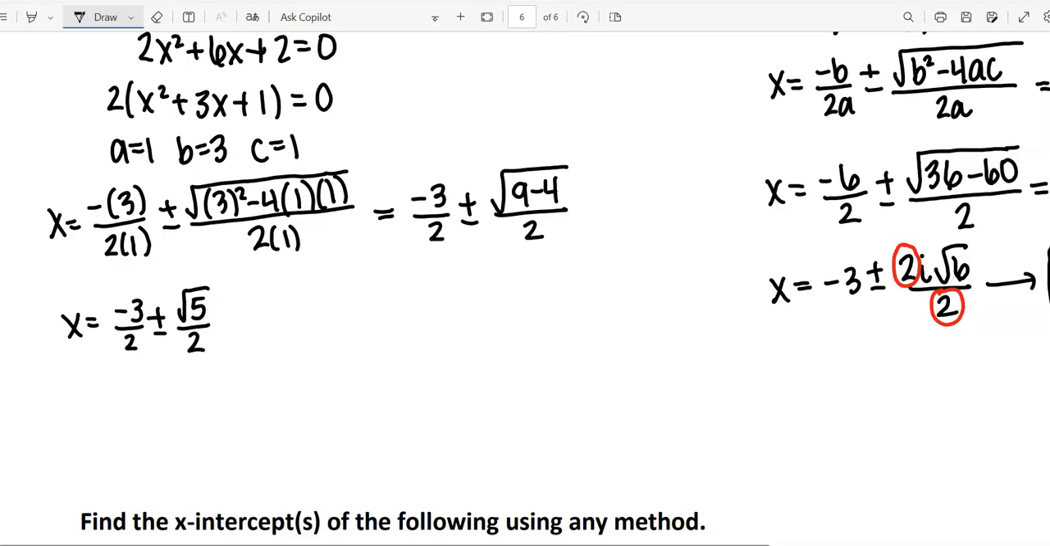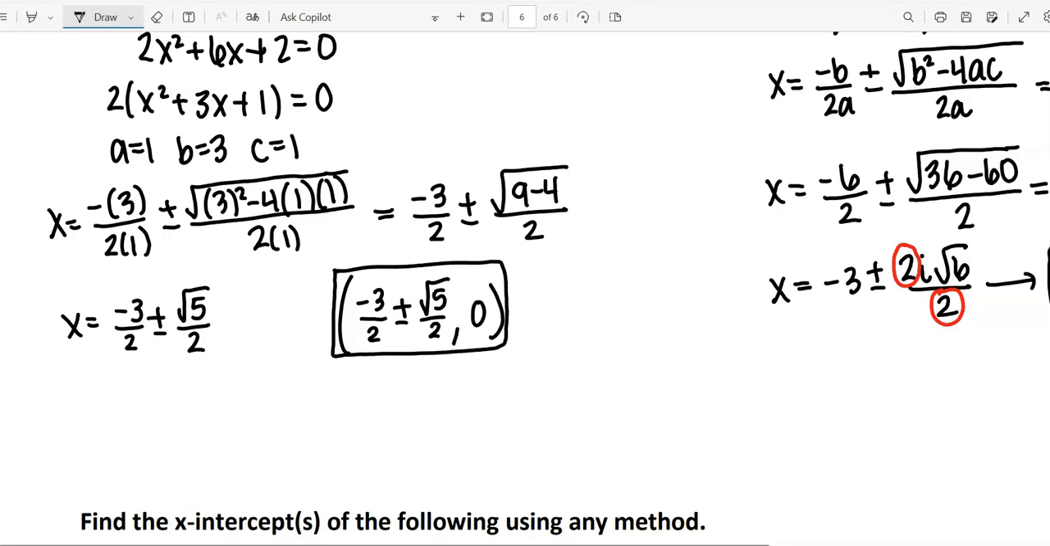Square root of 5 over 2 is irrational. It can't be combined with negative 3 over 2, which is rational. And so negative 3 over 2 plus or minus square root of 5 over 2, comma 0, because it is real, so you can write it as an ordered pair. Yes, you can separate them if you wanted to. For efficiency, I write them together with a plus or a minus separating them.